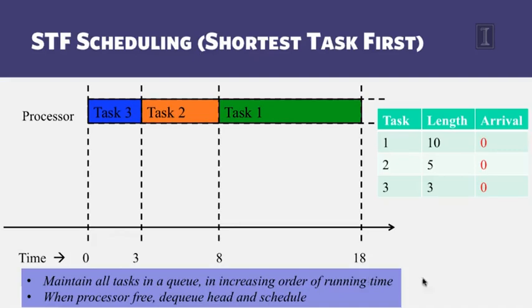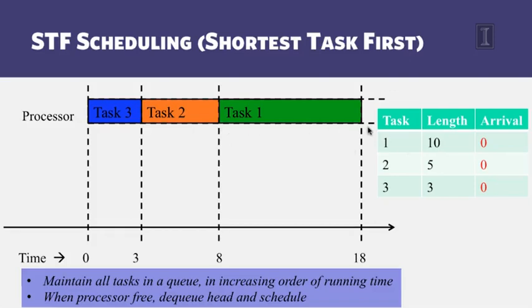So once again, let's go to an example where we have three tasks, tasks 1, 2, and 3 with task lengths of 10, 5, and 3. The arrival times here are all zeros because I want to show you an example where the STF scheduling algorithm in fact has to make decisions among tasks. And so here task 3, which has the shortest length, is chosen to run first. It starts running at time 0, finishes at time 3, at which point task 2, which is the next shortest task, is scheduled. It runs from time 3, finishes at time 8, and finally task 1, the longest task, is run from time 8 to time 18.